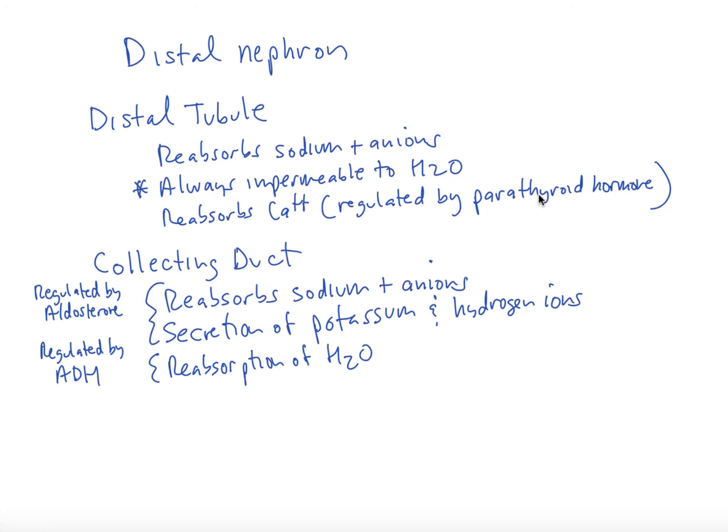If ADH is not present, then the water channels that ADH regulates won't be inserted, and the permeability of water will be decreased, or in some cases without any ADH, the permeability to water will be zero. So unlike the proximal tubule and the descending thin limb that's always permeable to water, the collecting duct is variably permeable to water depending on the amount of ADH that's present.